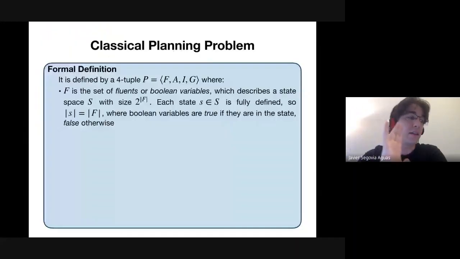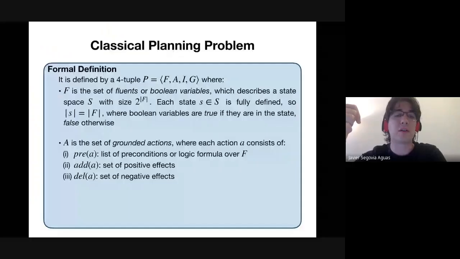Each state in this state space is fully defined if the size of the state is the same as the size of the fluents, which means that all fluents or Boolean variables are assigned either true or false. If we have partial observation, the size of the state will be lower than the size of the fluents that we have in our problem.